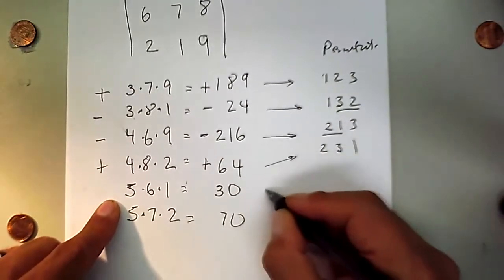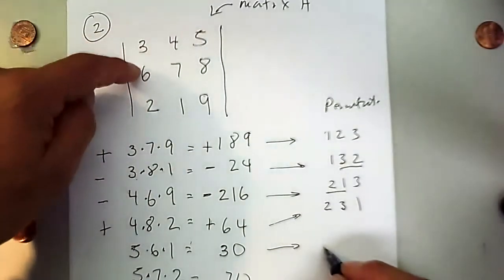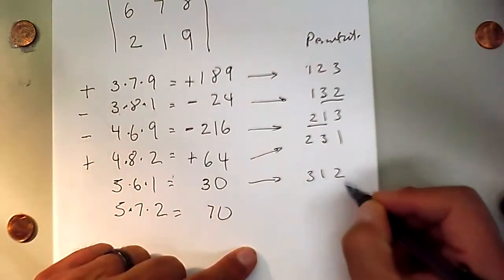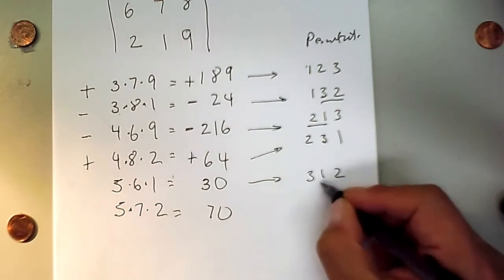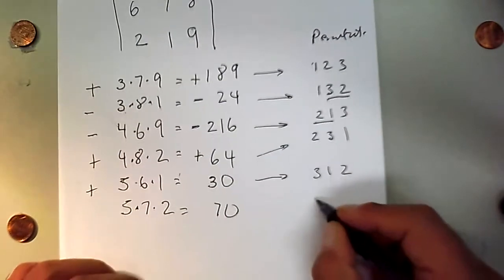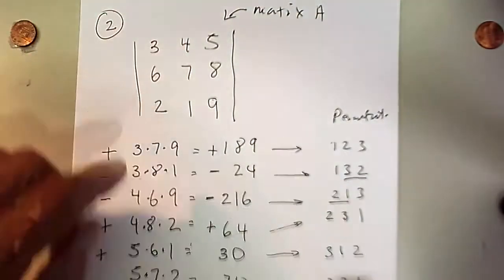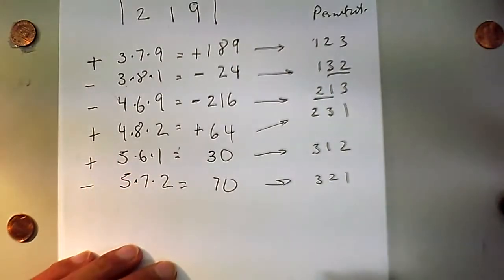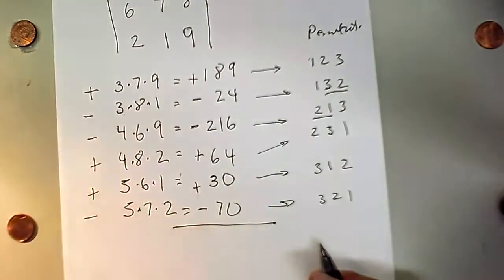Well, let's see. 5, 6, 1. So that is 3, 1, 2. Swap those two, and that's even. And then we're going to have 3, 2, 1, which is odd because all we have to do is swap those two. So this is negative and positive. Then we add all of those numbers.